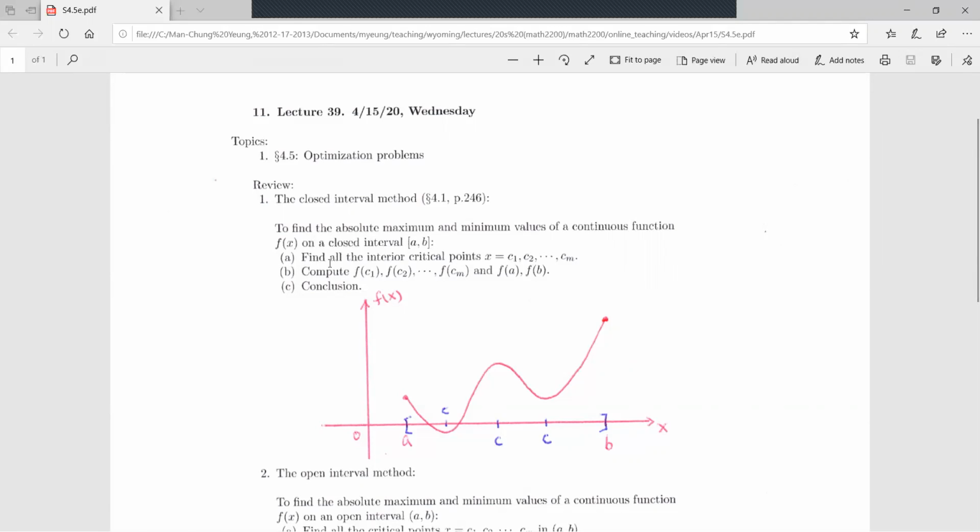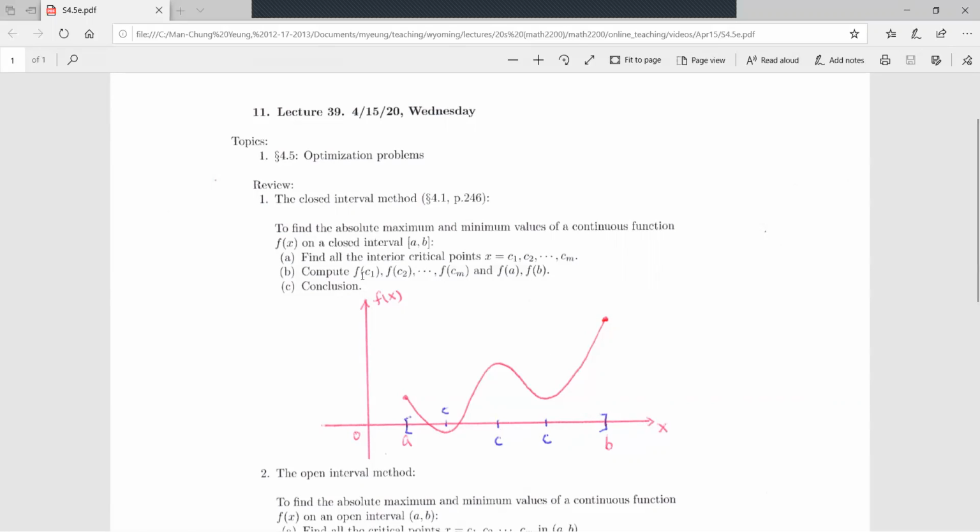Step 1, find all the interior critical points. Interior critical points means the points inside the interval. Say this curve has 3 interior critical points. This one, tangent line horizontal, tangent line horizontal, and tangent line horizontal. So for this curve, find these 3 points.